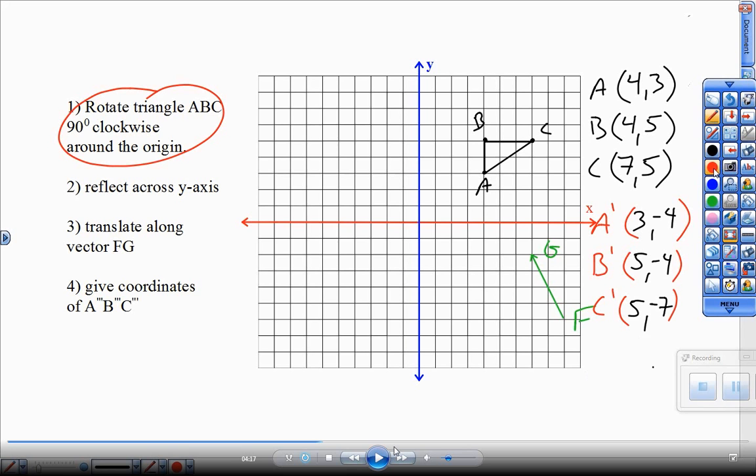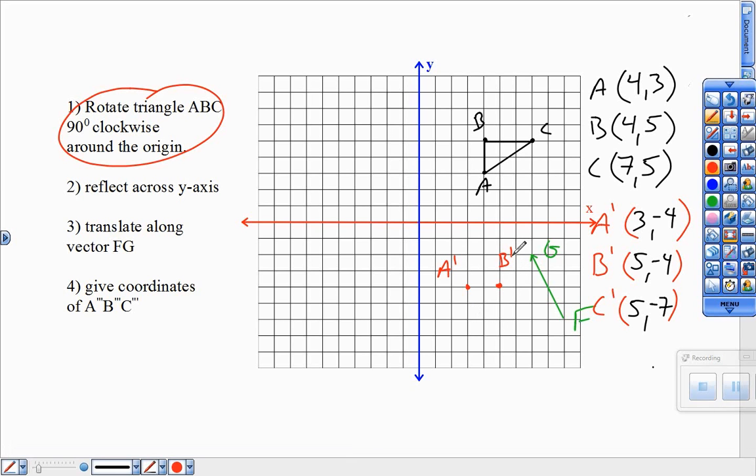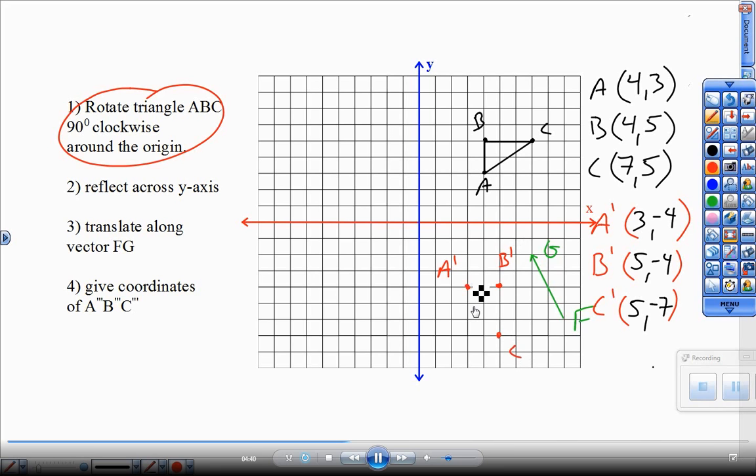The second word is green, green. So when I plot those points, over 3 down 4, that's A prime. Over 5 down 4, that's B prime. And then over 5 down 7, that is C prime. That's after the 90-degree rotation. Points are flipped and the right side made negative.